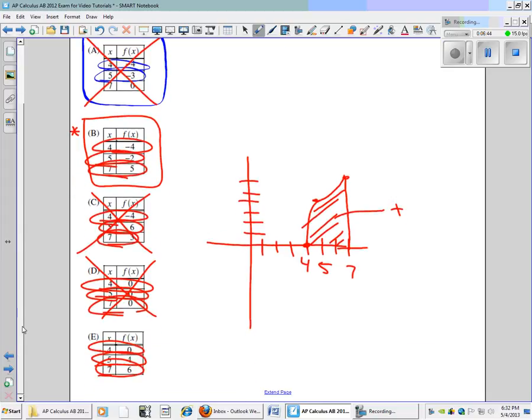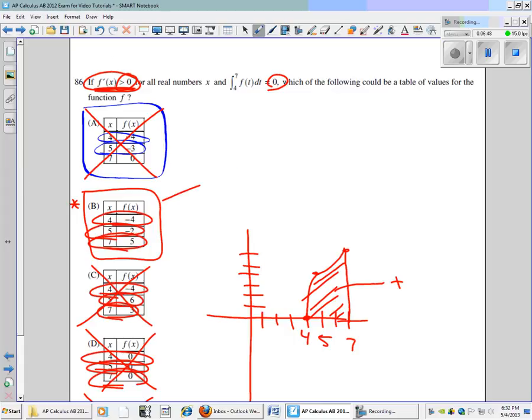So the only one that could be a possible table of values is letter B. And that's our answer choice.